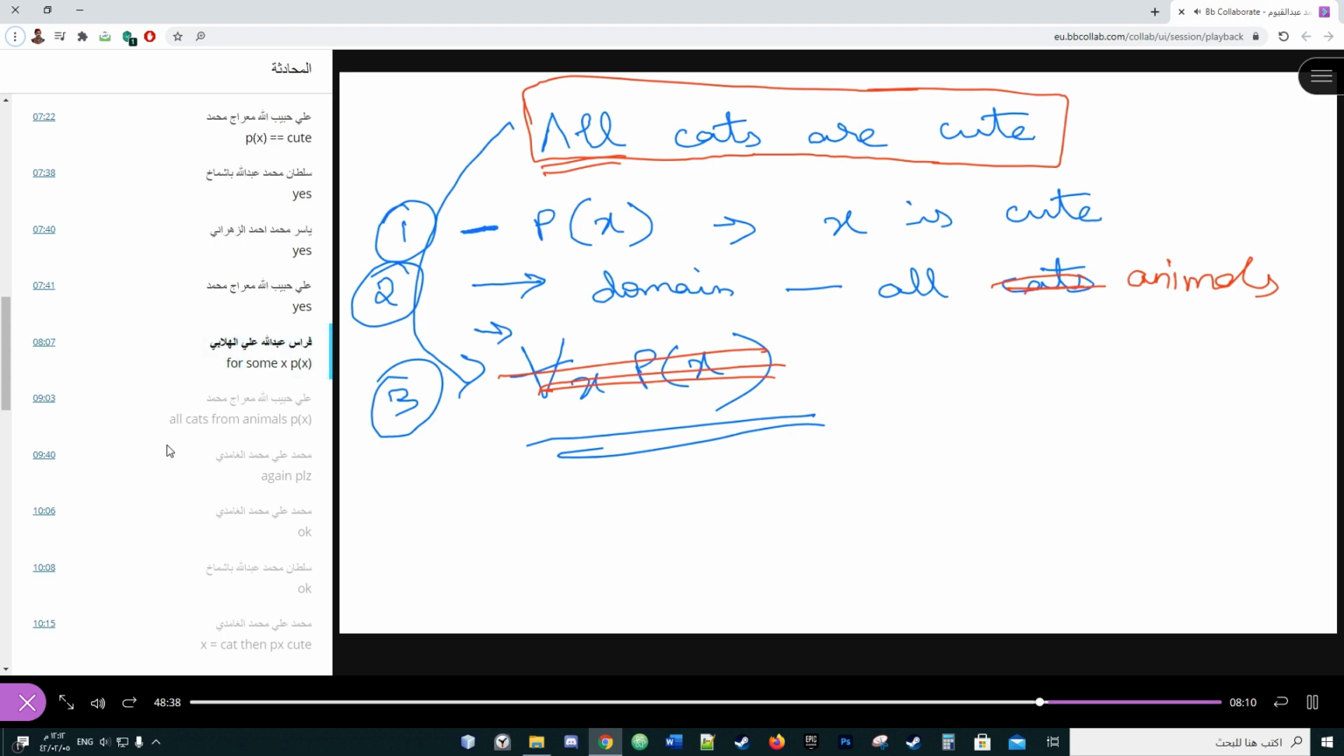For some x, P(x), yes, but it does not exactly tell me. It says for some x means some animals are cute. It does not tell me all cats are cute. It just tells me some animal is cute. So good try. Good try. Anyone else?